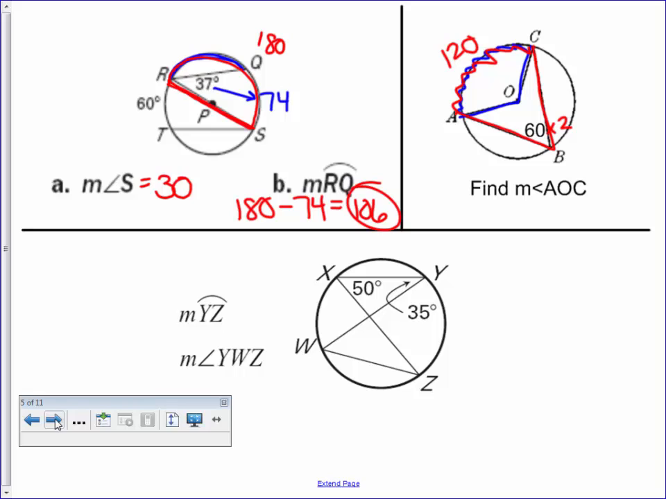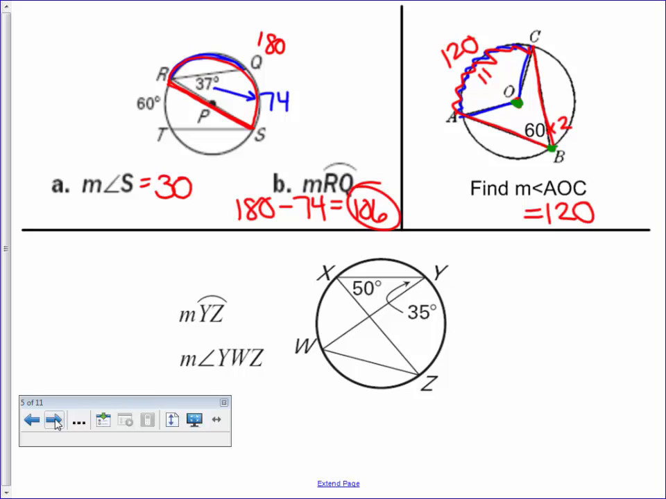Now, the angle AOC, where is it located? It's located in the center. So remember, central is equal. So the measure of AOC is actually equal to 120. Okay, always look for the location. Inscribed, central, two different. They're either equal or half.